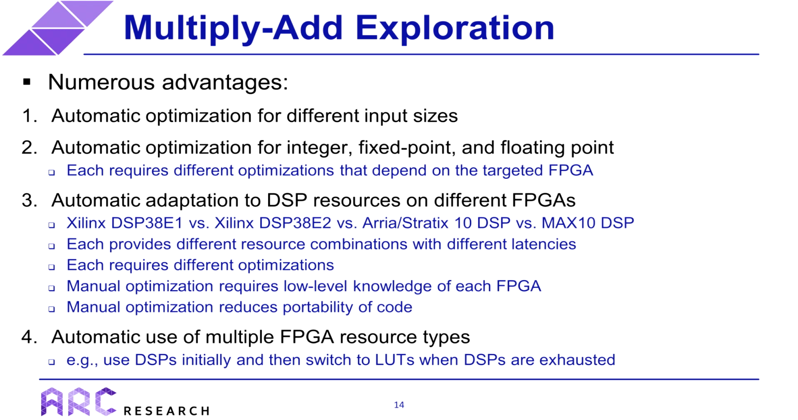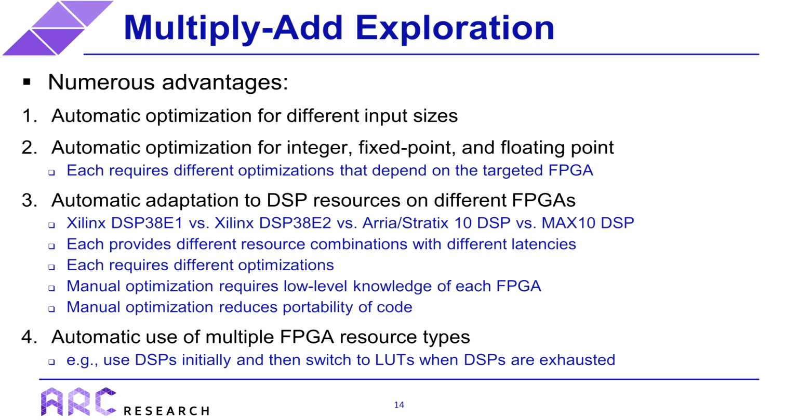Similarly, Elastic IP is able to automatically adapt to different DSP resources on different FPGAs. So Xilinx has different types of DSP resources. So does Intel. So the Arria and Stratix 10 have a DSP that is different than the MAX 10 DSP. Each one of these DSPs provides different resource combinations with different latencies. Each requires different optimizations. You could potentially manually optimize for each one of these resources, but that requires low-level knowledge of each FPGA, and that manual optimization is not ideal anyways because it reduces the portability of the code.